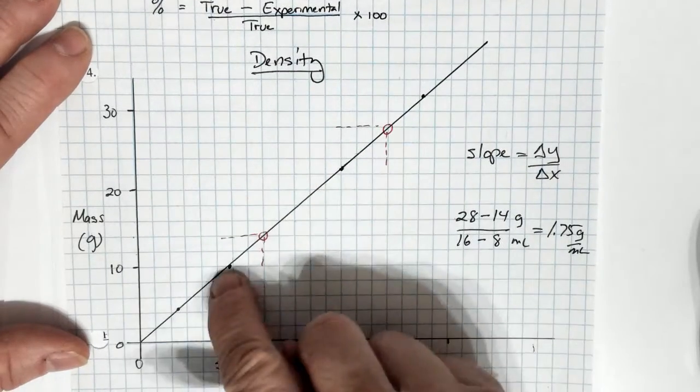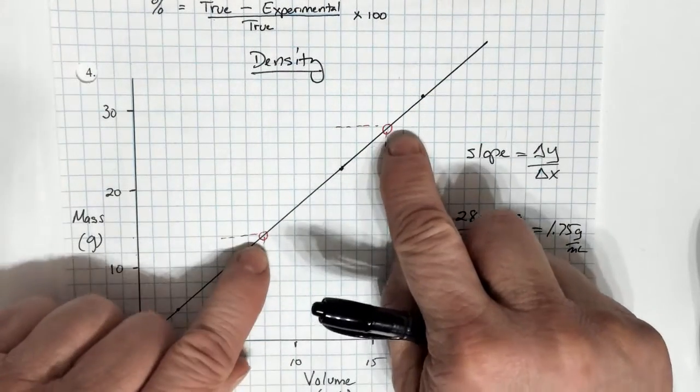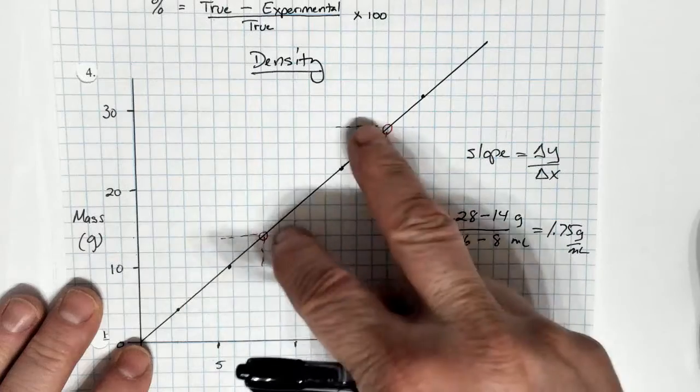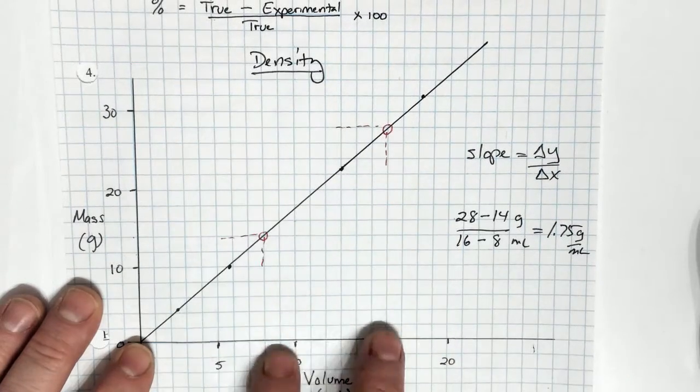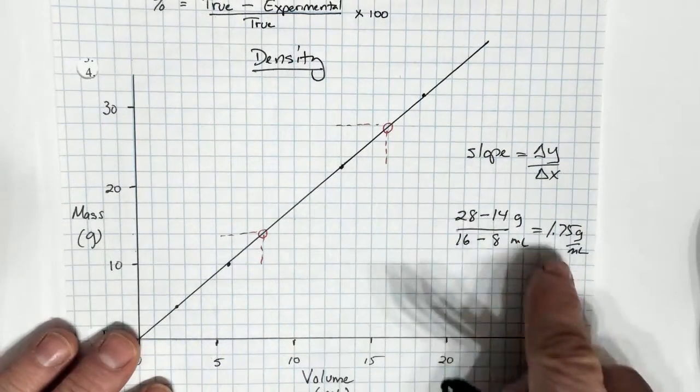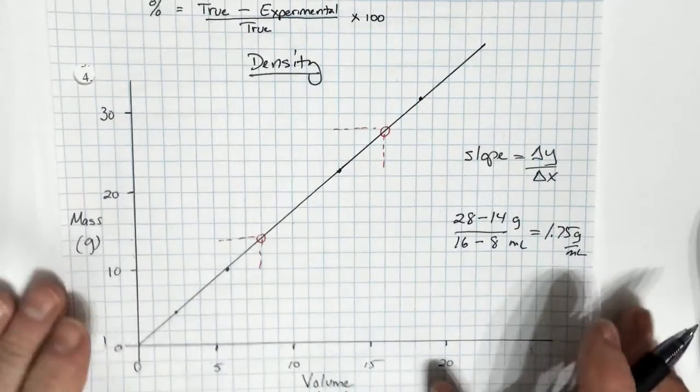You do not use your data that you plotted. You pick 2 new points off your line. You subtract the y's and subtract the x's, and then divide them, and that is how you find slope. Okay? So let's go on from there.